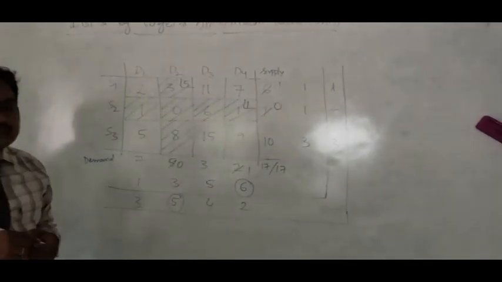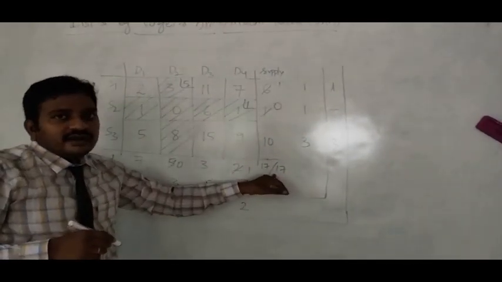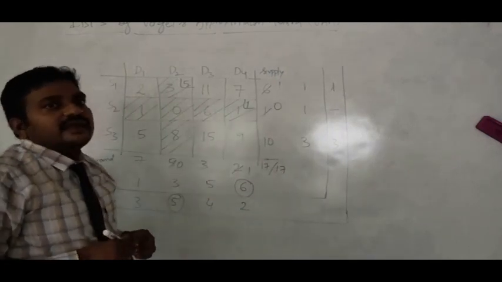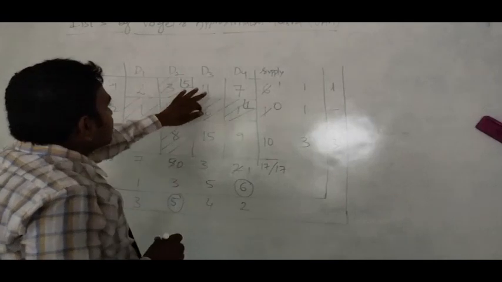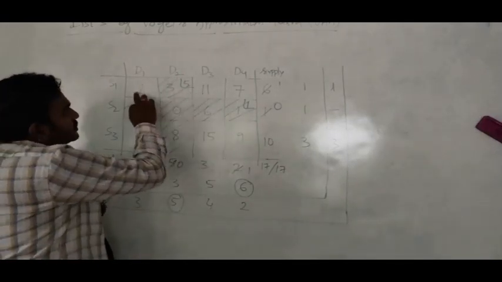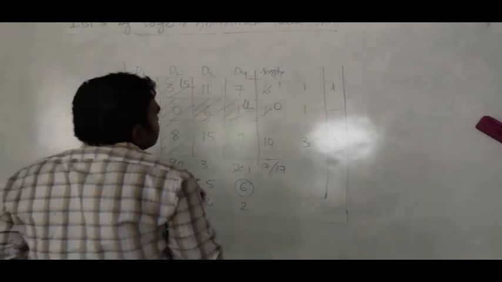Again find out the penalty. Until this gets fulfilled and all of the allocations are made, we find out the penalties again and again. Now this may change because one element in this row got changed. So 7 minus 2, this is 5.